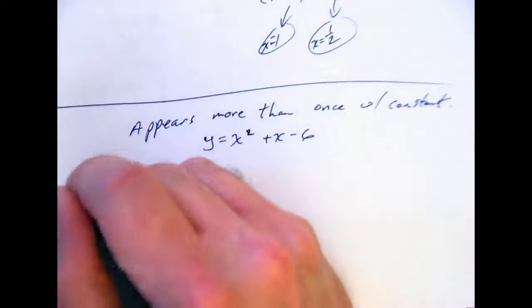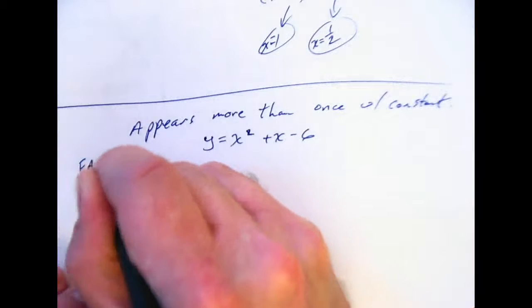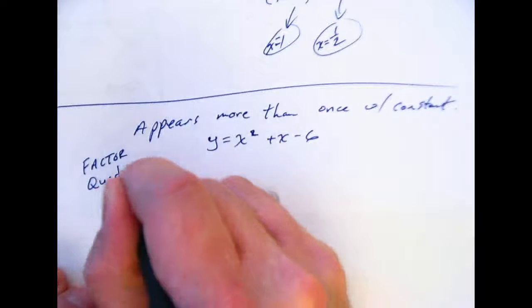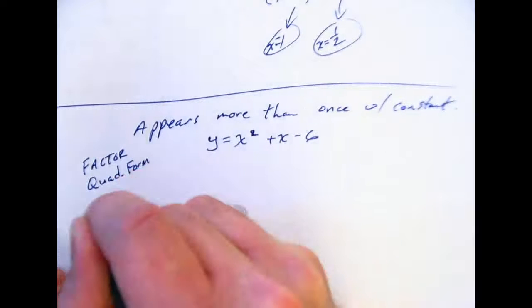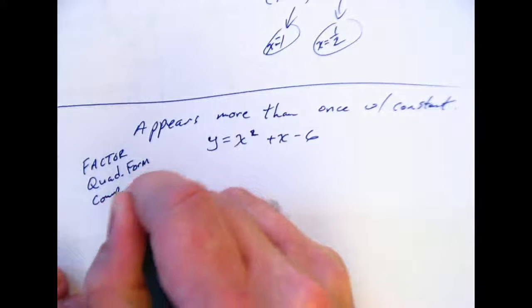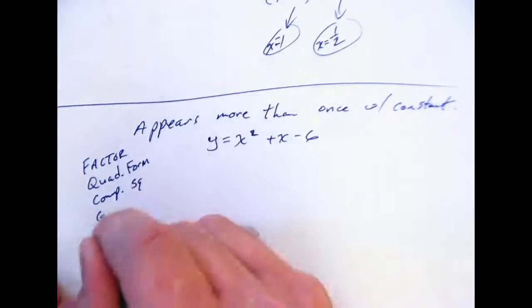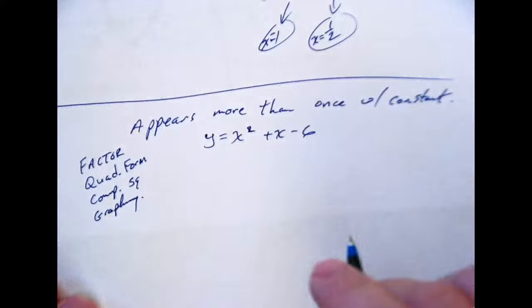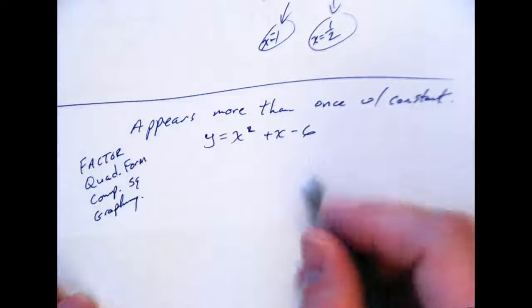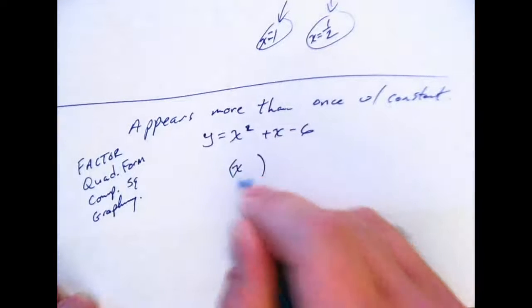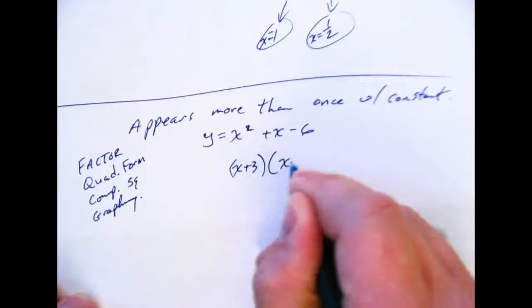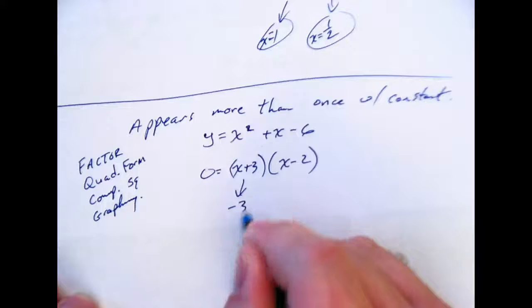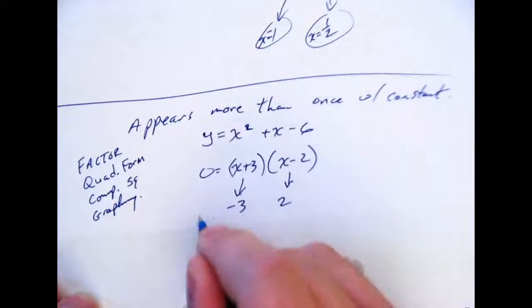So here you're using, so again, factor, quadratic formula, completing the square, graphing, any of those options that we've had. You use any of those. This one factors really well, right? This is x plus 3, x minus 2. That means x equals negative 3 and x equals 2.